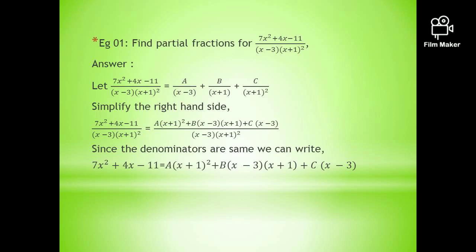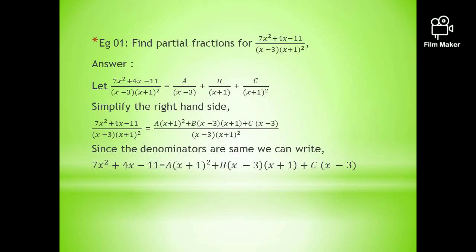If we get this example, we have to find the partial fractions for (7x squared + 4x - 11) over (x - 3)(x + 1) squared. Here the repeated factor is (x + 1) squared. Therefore, when you divide this into partial fraction terms, first we consider the denominator x - 3, and there is a repeated one, (x + 1) squared. Therefore, you have to write all the lower orders of (x + 1) squared. Then I will write it as b over (x + 1) plus c over (x + 1) squared.